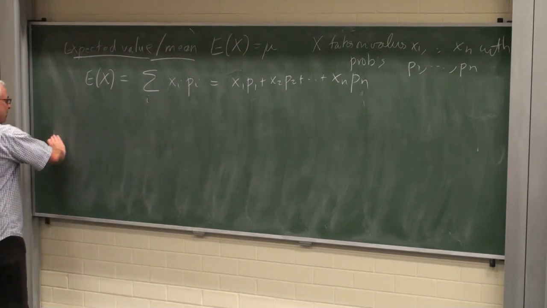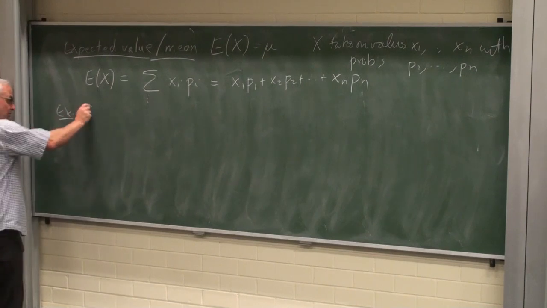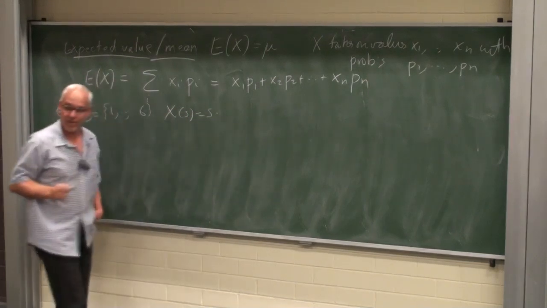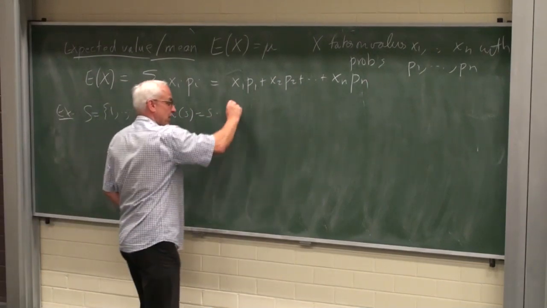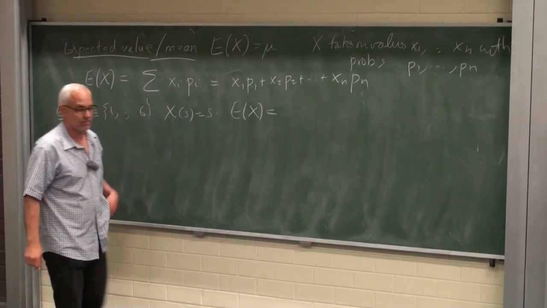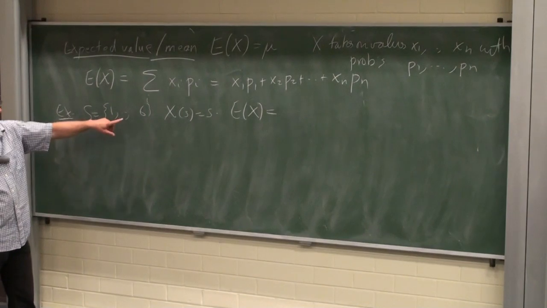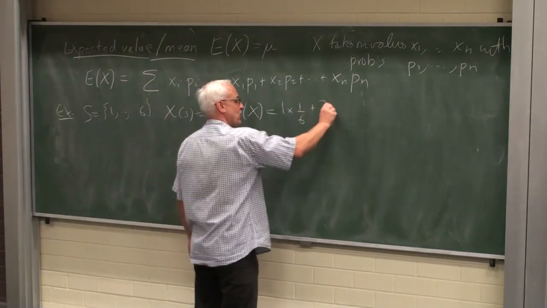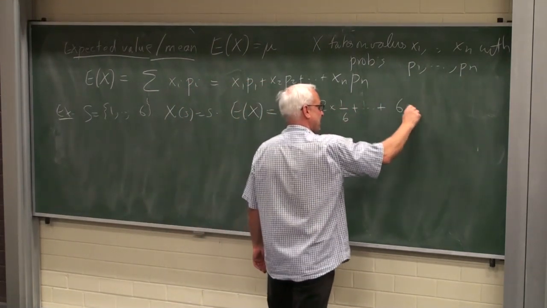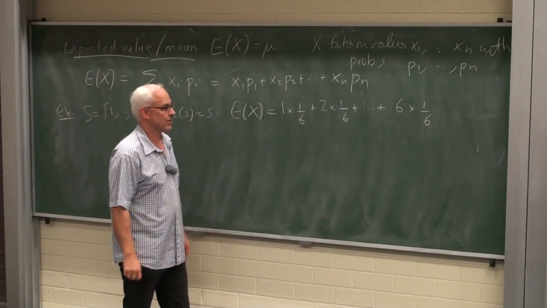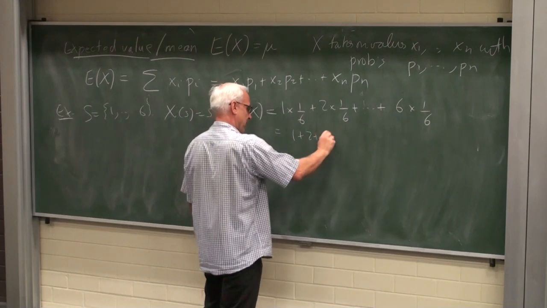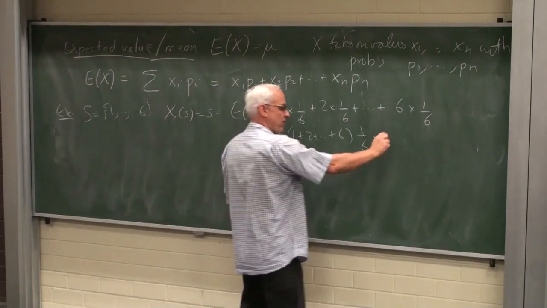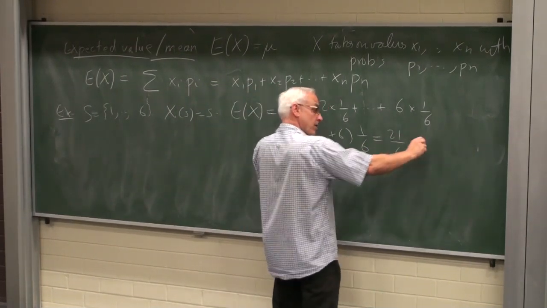Okay, so let's compute some of these. In our example where s was equal to 1 through 6 and x was just s itself, in that case the expected value is, the values are 1 through 6 and each one of them has probability 1/6. So it's 1 times 1/6 plus 2 times 1/6 all the way up to 6 times 1/6. Which is the same as 1 plus 2 all the way up to 6 times 1/6, which is 21 over 6, or 7 over 2.